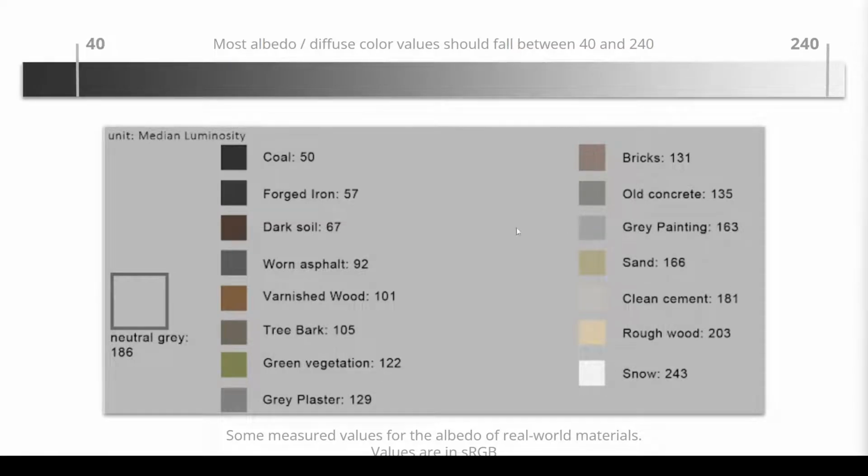And here are some PBR reference charts for our albedo or diffuse color values. Again, most albedo or diffuse colors should fall between 40 and 240, if you're thinking about RGB values that go from 0 to 255. And here are some measured real world values for dielectrics. Again, the values are in sRGB: snow 243, coal 50.